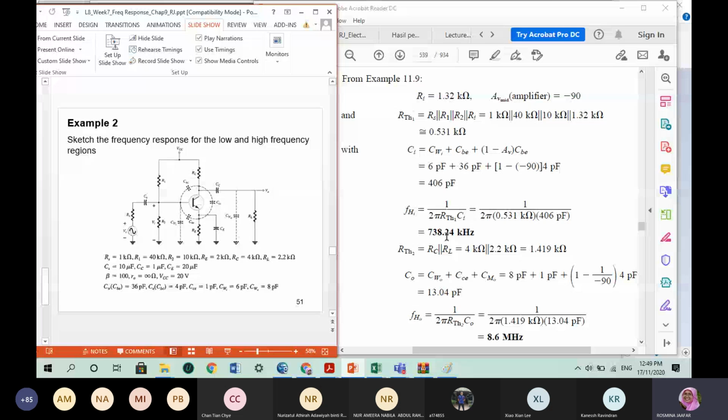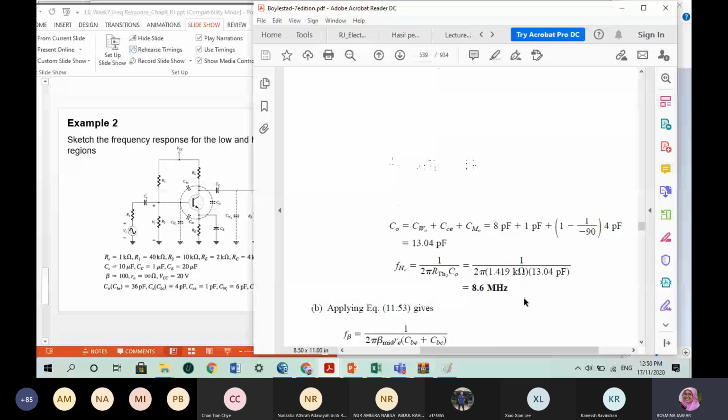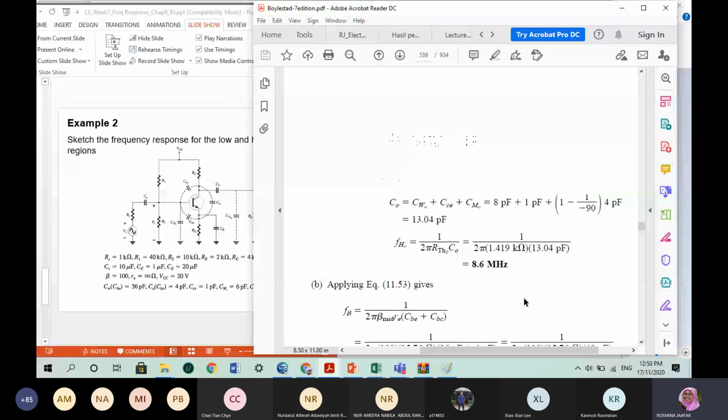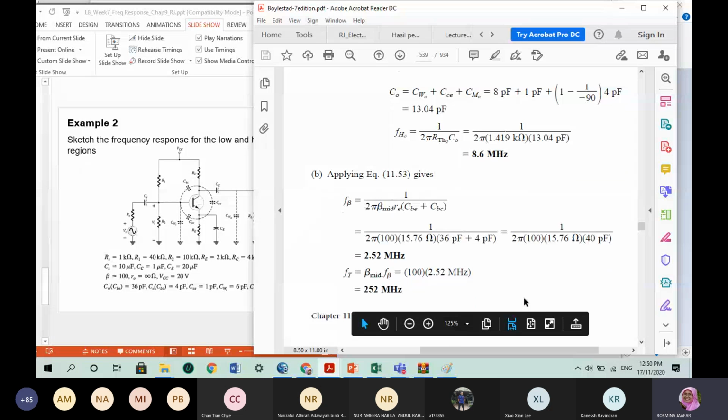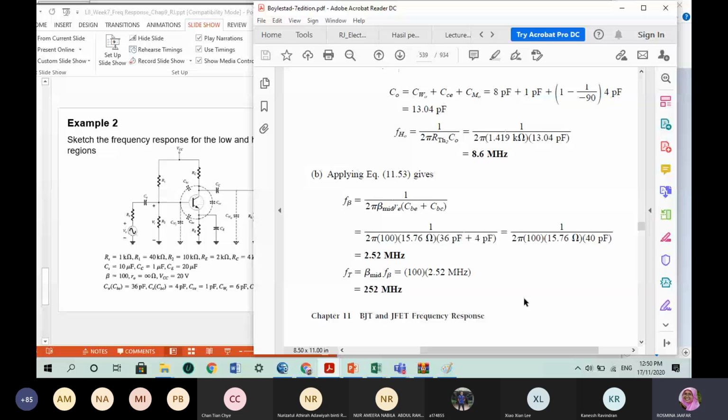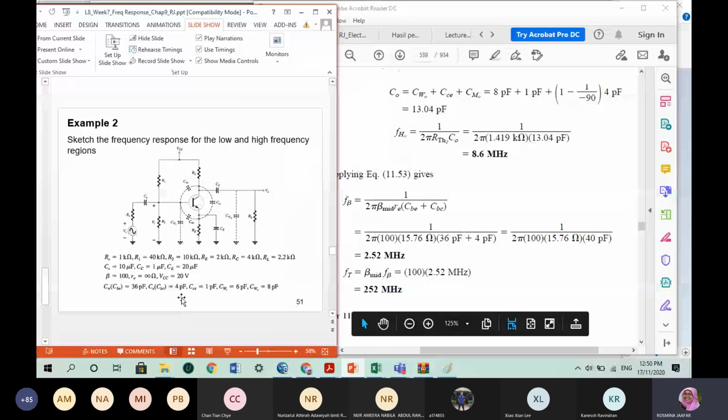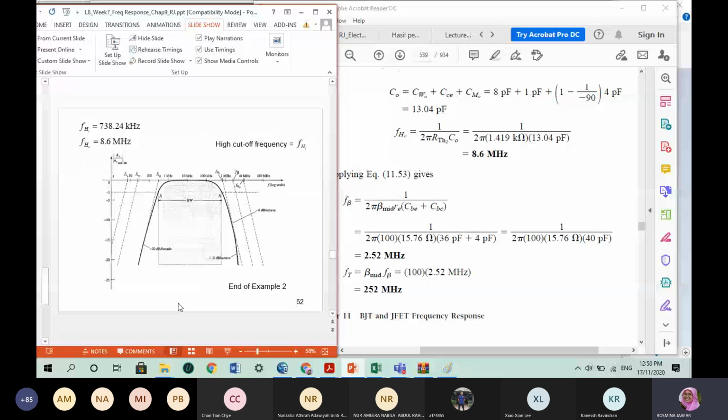CO, you will get CWO plus CCE plus CMO. Then you will obtain 8.6 megahertz. Okay. To find the cutoff FH, you will obtain, check. You will obtain for this one, FHO is 8.6.